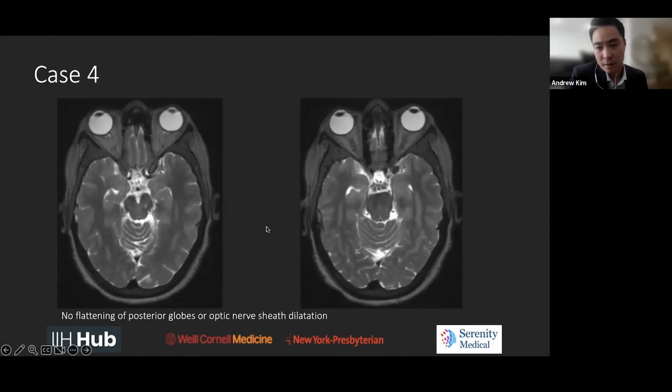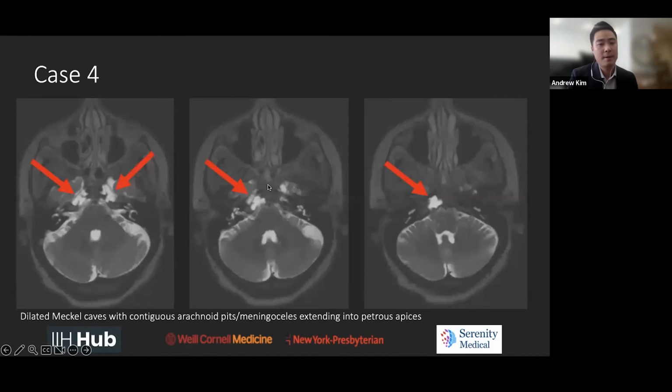So in this case, the T2 sequence through the orbits actually did not demonstrate posterior flattening of the globes or any kind of significant optic nerve sheath dilatation. Again, you don't always have to see every single finding. You might see a different constellation of findings.